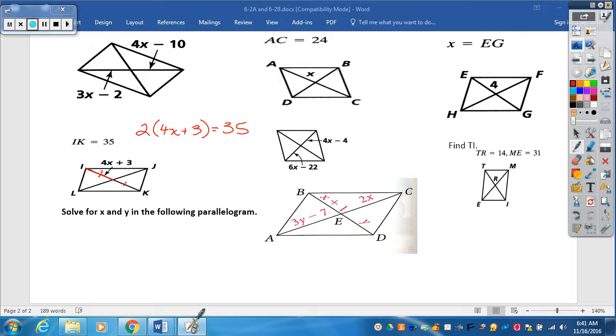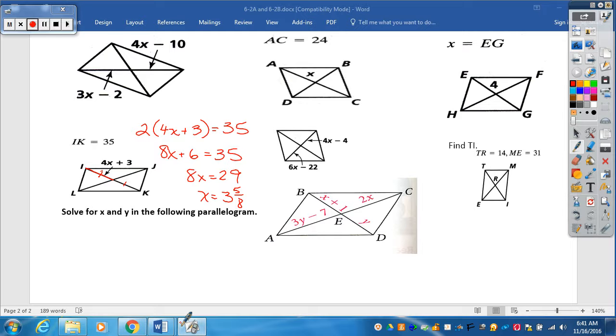So if I work this out, 8x plus 6 equals 35. If I subtract 6, I get 29. Ooh, that's going to be an interesting fraction there. 29 divided by 8, well, 8 times 3 is 24, and there's 5 left over, so it'll be 3 and 5/8 right there. I'm not sure what that is as a decimal, 3.6, 3.7, something like that. But that's the answer there for that one.